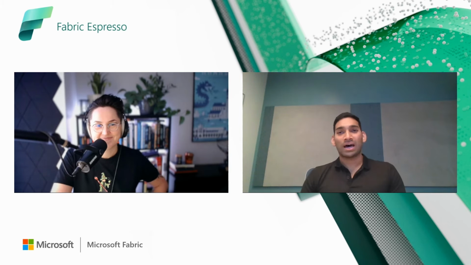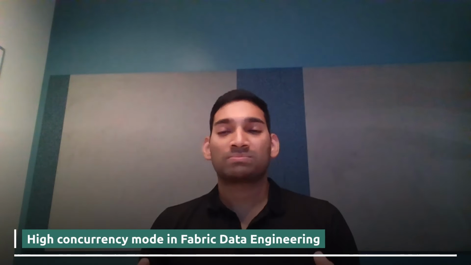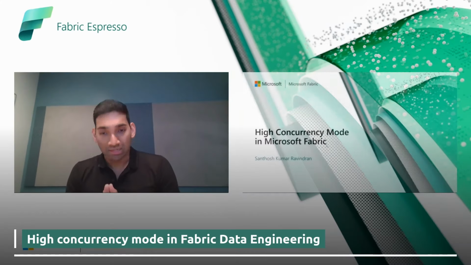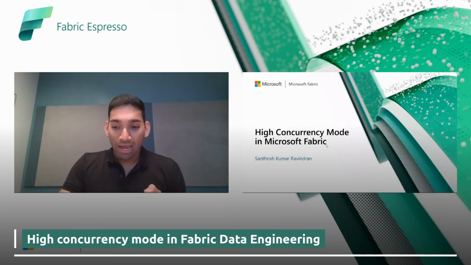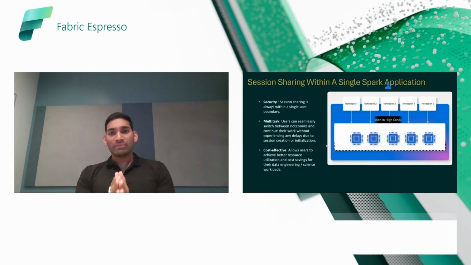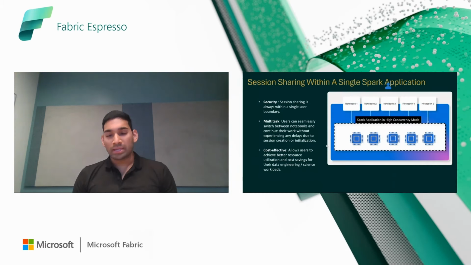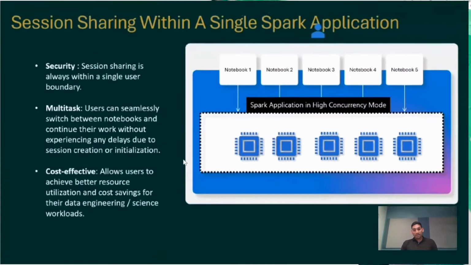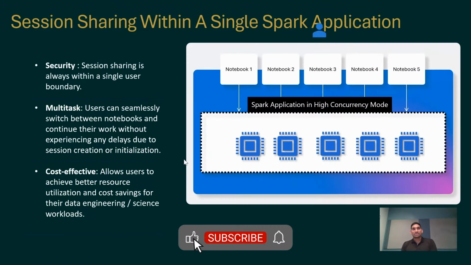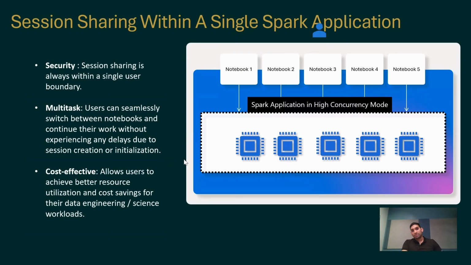The main thing that they asked was, "Hey, now that we have session sharing, so high concurrency mode is more about session sharing, right? Running Spark sessions in a shared mode, not compromising on security. Still within the same user boundary, and allowing users to get the maximum resource utilization." It also gives them advantages in terms of balancing their performance and also getting a higher resource utilization and getting to run more with what they're paying for.